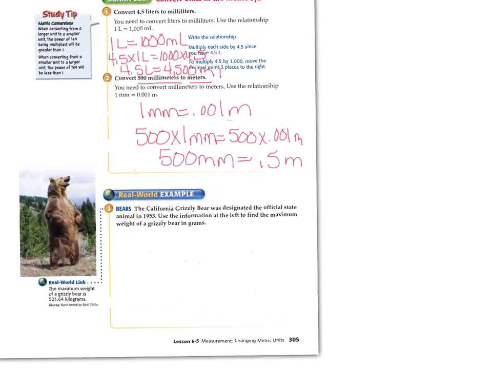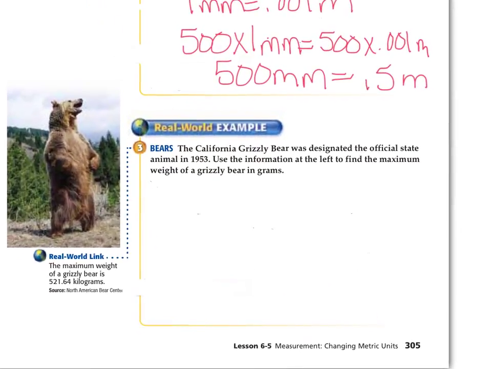Sorry about that. Let's go ahead and do this real-world example with the bear, okay? The California grizzly bear was designated the official state animal in 1953. Use the information at the left to find the maximum weight of a grizzly bear in grams. The information that we have over here is the maximum weight of a grizzly bear is 521.64 kilograms. Okay, so let's write this down.